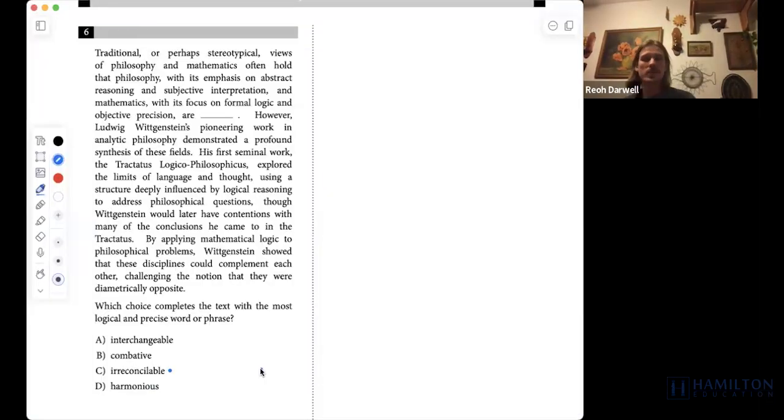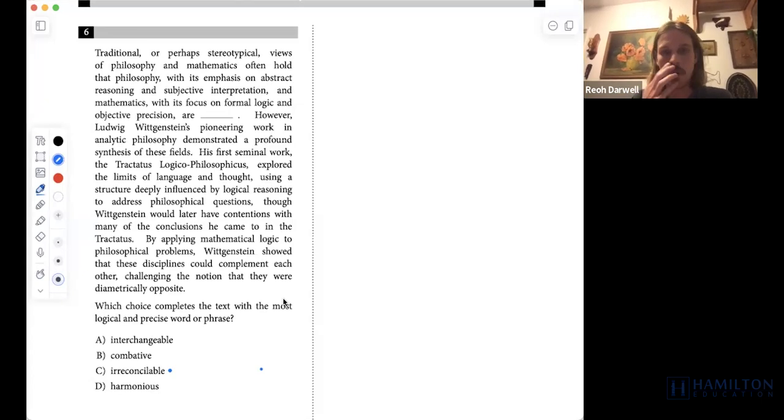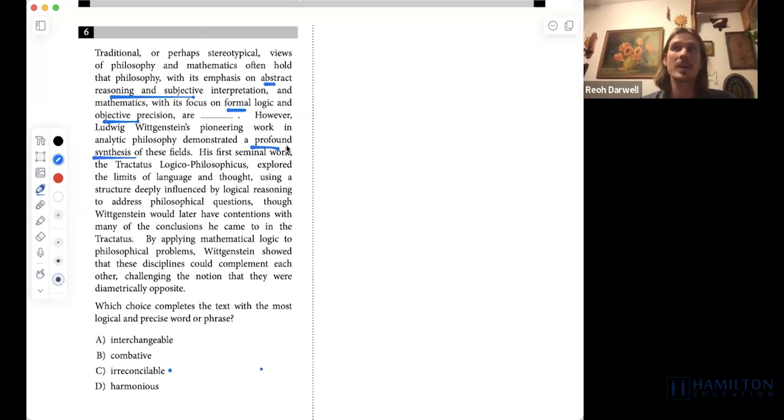All right, for number 6, we are looking to use the rest of this passage to give us the logical word here. So what are we looking for? We are looking for the opposite of a profound synthesis. We're looking for something that relates abstract reasoning and subjective interpretation with formal logic and objective precision, and the opposite of a profound synthesis. What would we want to say to clarify that, or to signify that?